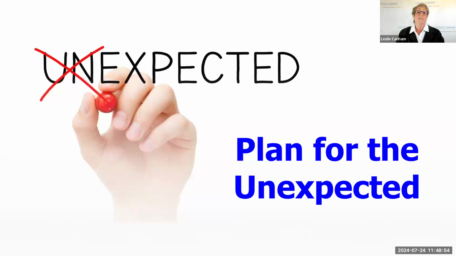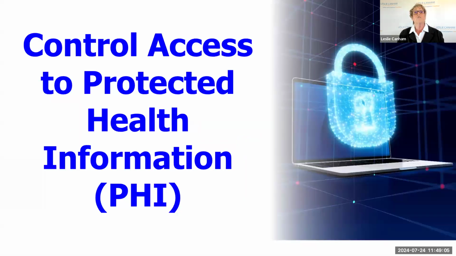We also want to plan for the unexpected. So take a look at what your contingency plans might be should you lose access to your data, what things you could do to be able to be up and running again. Control access to protected health information. So that means we want to know who's accessing our information. We want to control it to the people who have the right to access it. So our team members that need to get into the computer and bill an insurance or call a patient, they have access. But maybe an ex-employee that left the practice 2 weeks ago, they shouldn't have access.